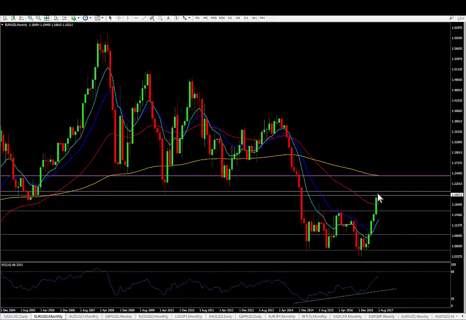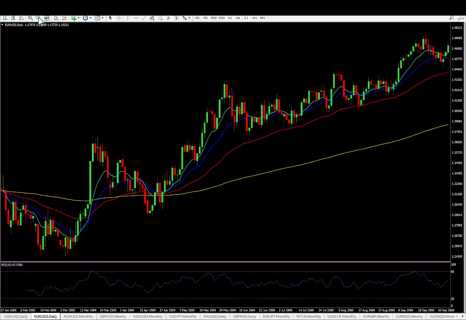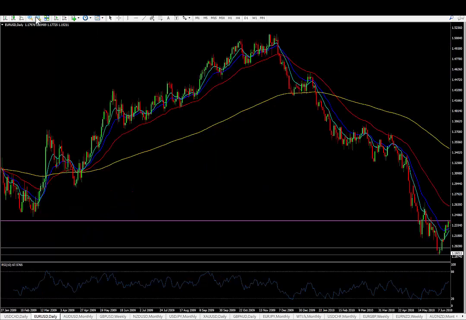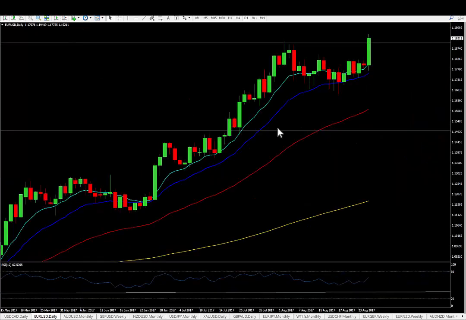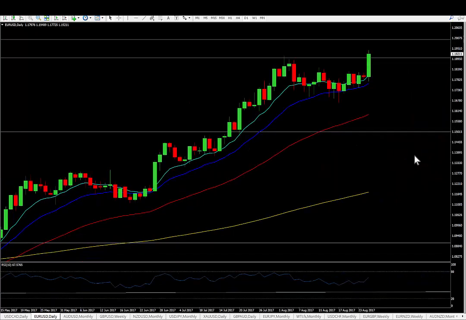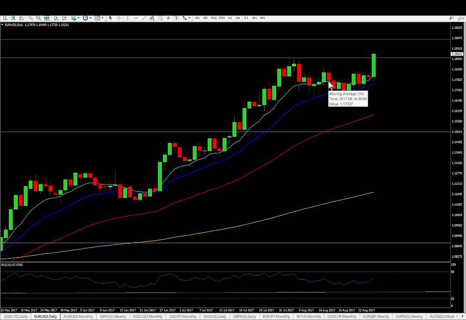Should it do that, then clearly this is all about buying, and that would be the next level at 124. Quickly go to the daily just to see if there's anything on here that might be of interest to us. Yes, so again, this really just reiterates in slightly more detail what the weekly is doing.